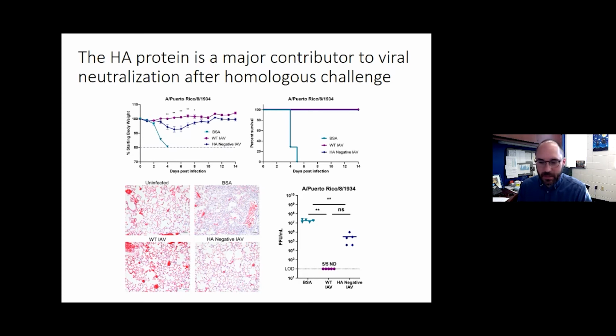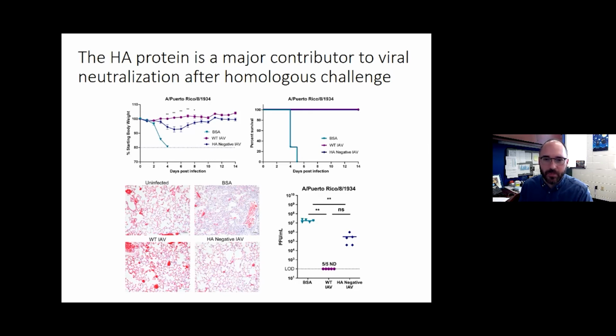did not give a similar level of reduction in viral titer. So again, in the control, the virus replicates to incredibly high levels, more than 10 to the 7 PFU per mL of lung homogenate. The wild type vaccine, which had hemagglutinin, there's no detectable virus in those lungs at all. For the HA negative vaccine, which again is on the right, significantly reduced virus titer by a couple orders of magnitude, but still dramatically more virus than the vaccine that has the hemagglutinin.